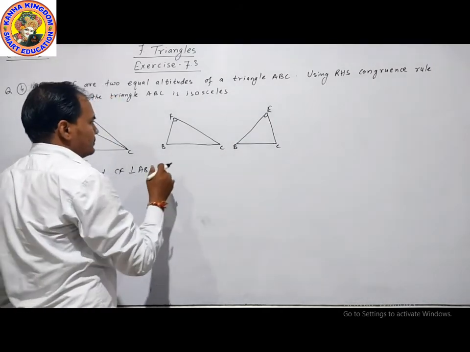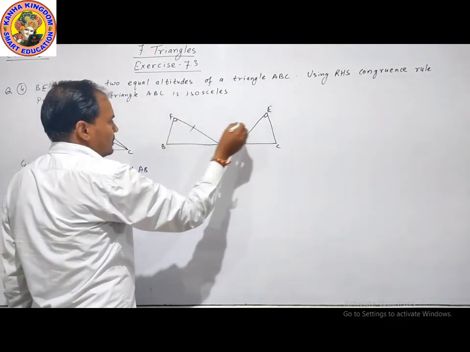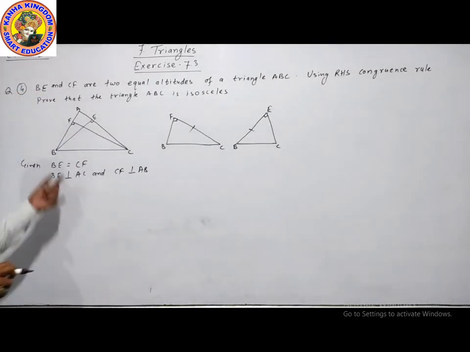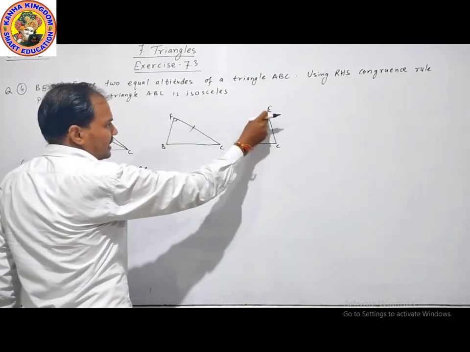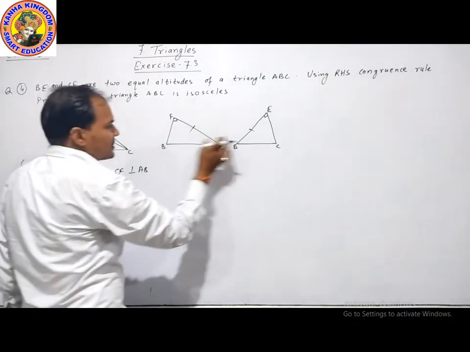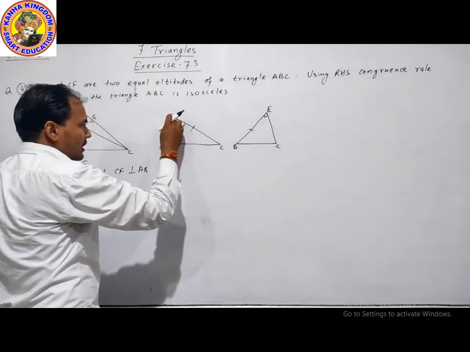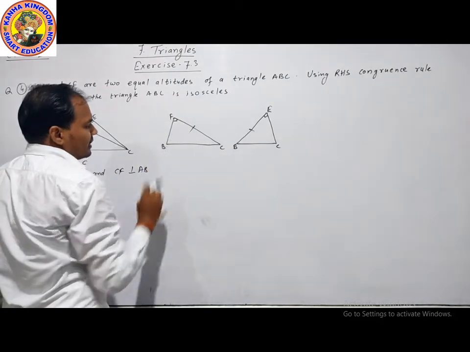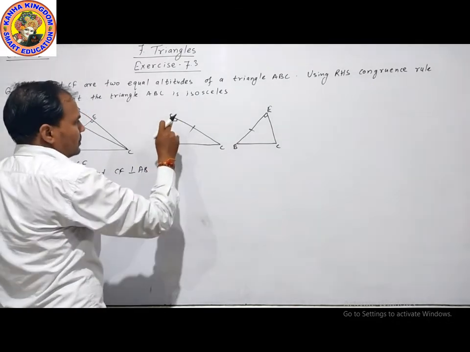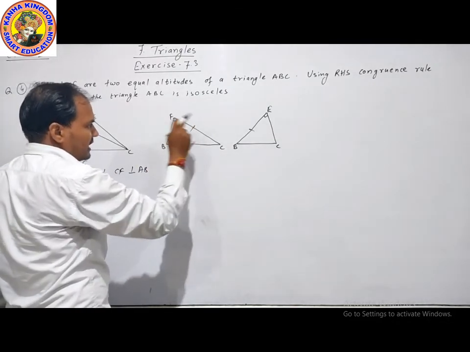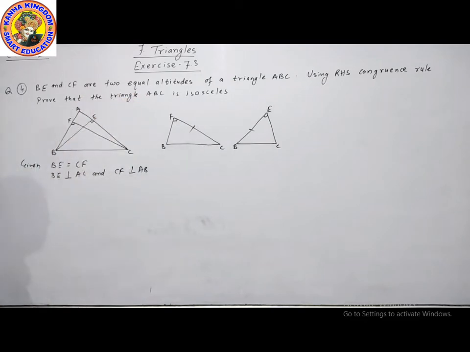In this diagram, first of all, BE and CF are equal, given in the question. The 90 degree angles are equal. BC is our common side, opposite to the 90 degree angle, called the hypotenuse. So right angle, hypotenuse and side are equal, the RHS rule. Using the RHS rule, we can say that these are congruent.